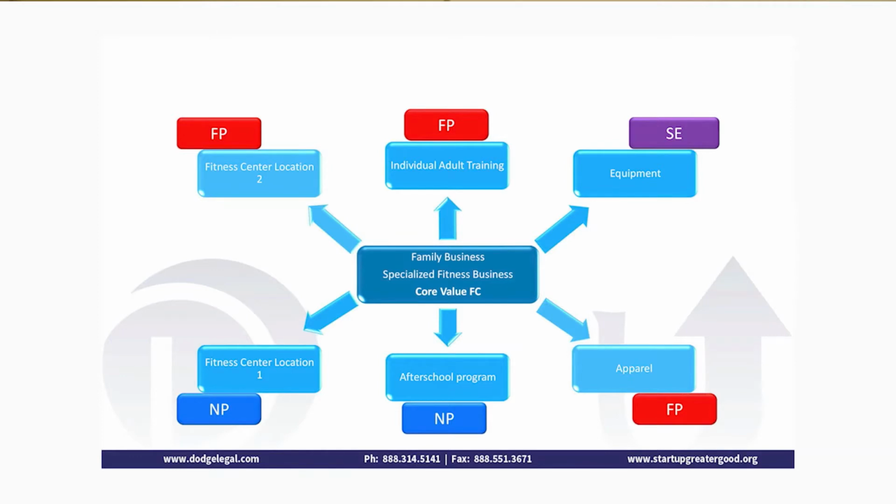Adult and individual training was going to be for-profit. Equipment was going to be a hybrid, that they were going to sell the equipment and part of it was going to go to nonprofit proceeds. Apparel was going to be for-profit. The after-school program for kids obviously was a nonprofit. Then their fitness center location for the kids was going to be nonprofit. And then the final fitness center location for the adults was going to be for-profit. Does this kind of make sense? Like assigning a core value.